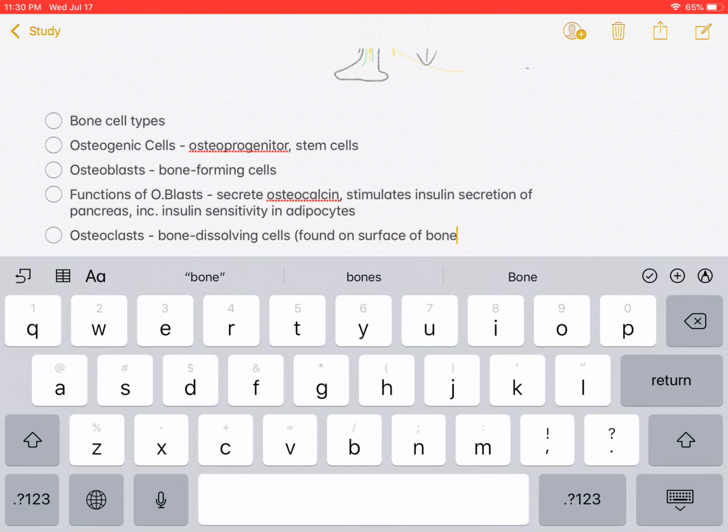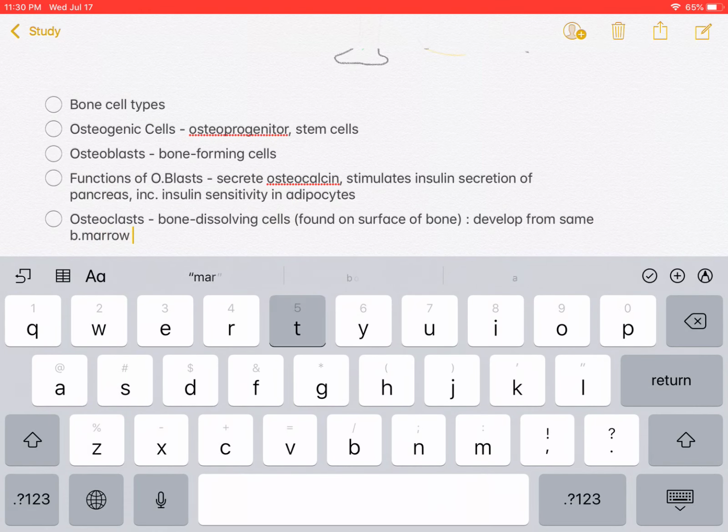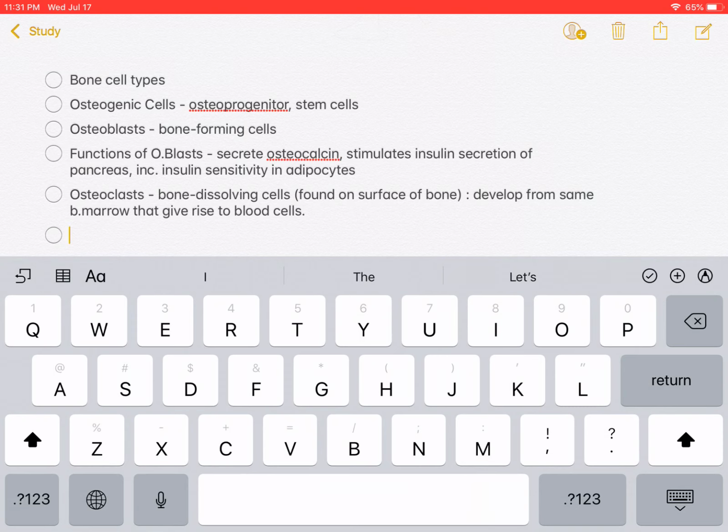Now, a really nice fun fact. These are actually developed from the same bone marrow that gives rise to blood cells. So developed from same bone marrow that gives rise to blood cells. And this is actually a good one. That might be like a true or false. It could be, osteoblasts are developed from the same bone marrow that gives rise to blood cells. That's false. It's osteoclasts that do that.